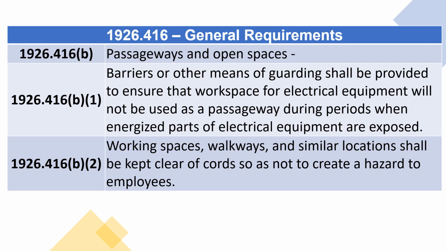1926.416(b) Passageways and open spaces. 1926.416(b)(1): Barriers or other means of guarding shall be provided to ensure that workspace for electrical equipment will not be used as a passageway during periods when energized parts of electrical equipment are exposed. 1926.416(b)(2): Working spaces, walkways, and similar locations shall be kept clear of cords so as not to create a hazard to employees.